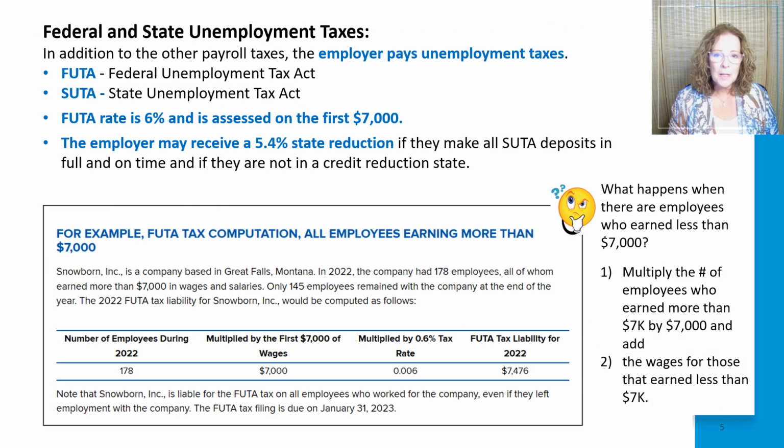Employers are also responsible for unemployment taxes, which includes FUTA, Federal Unemployment Tax Act, and SUTA, State Unemployment Tax Act. FUTA covers the administrative cost of the unemployment program, while SUTA funds the actual unemployment benefits paid to employees who are out of work.